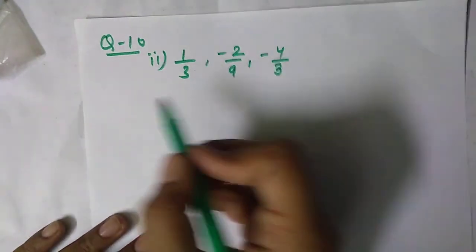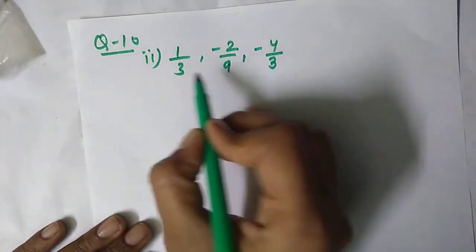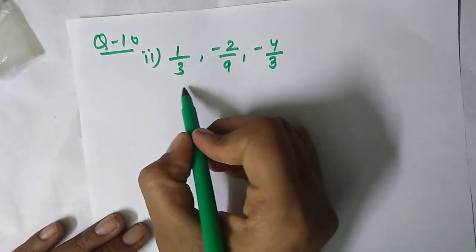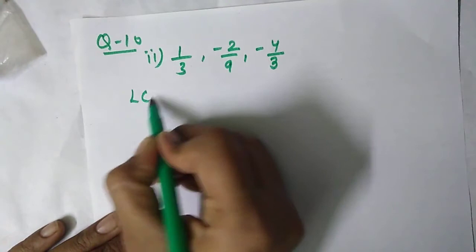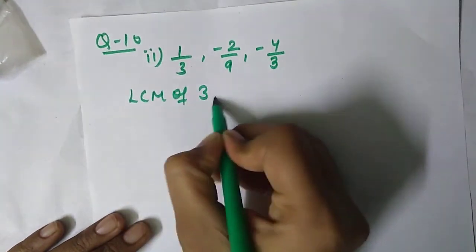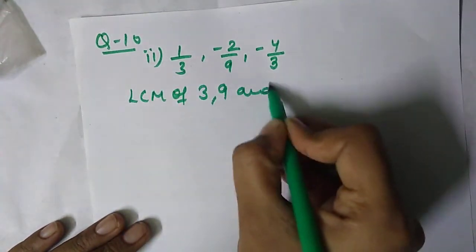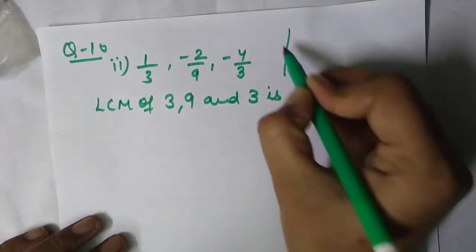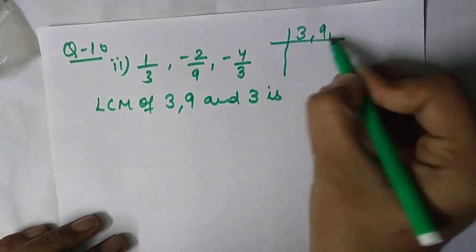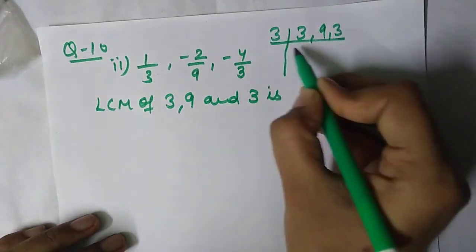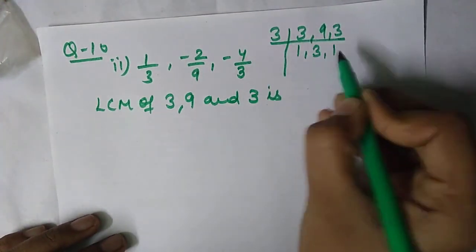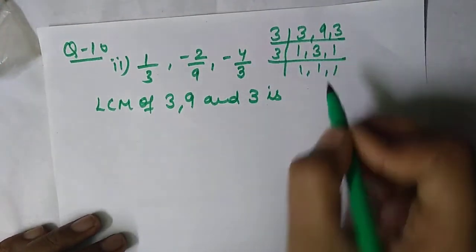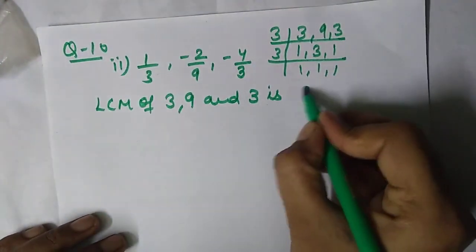So for that, first I will make the denominators the same. For that I have to take the LCM of the denominators. So what will be the LCM of 3, 9 and 3? I will take the LCM of 3, 9, 3. Now it is divisible by 3, 3 and 1. Okay, so it is 3, 1, 1. 3 × 3 is 9. So 9 is the LCM.